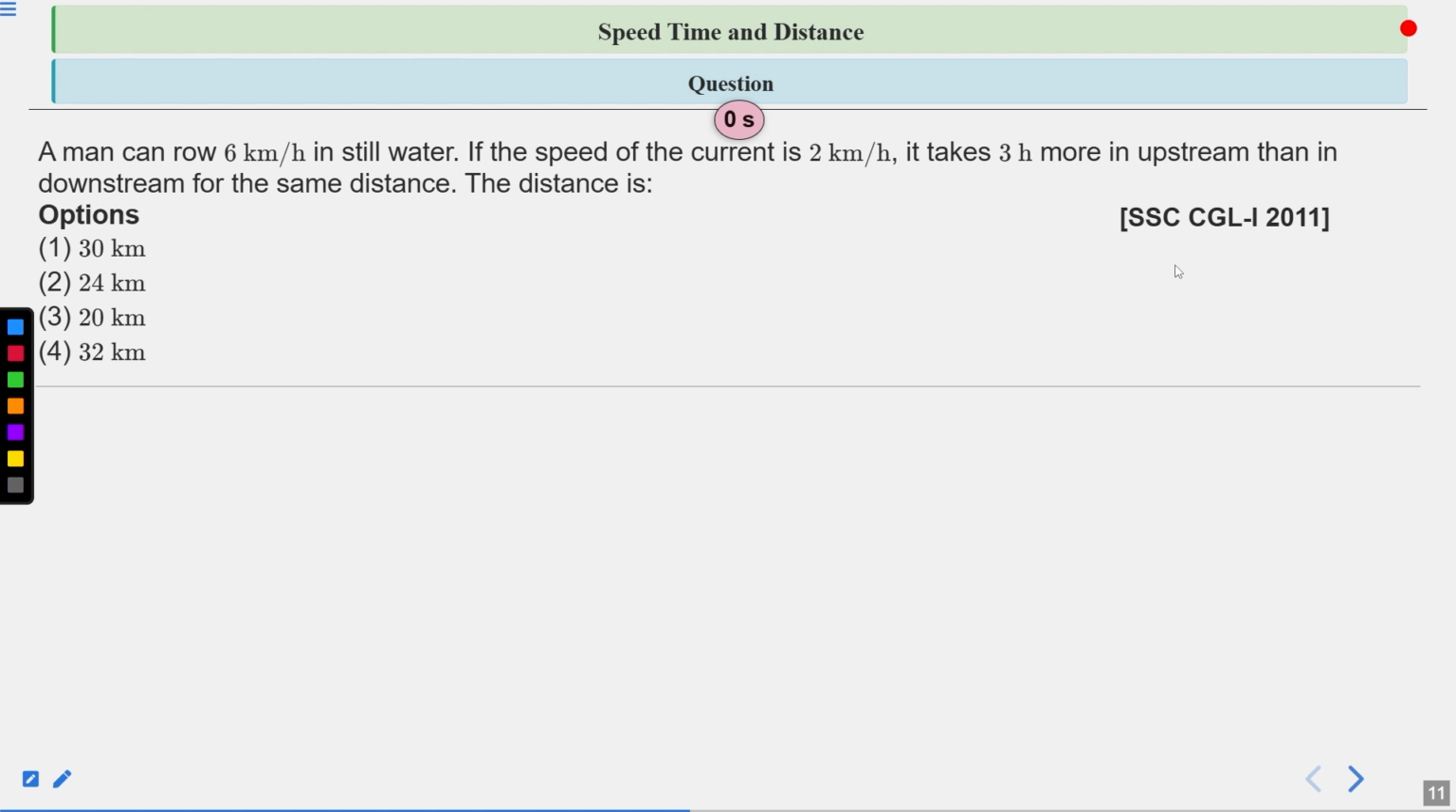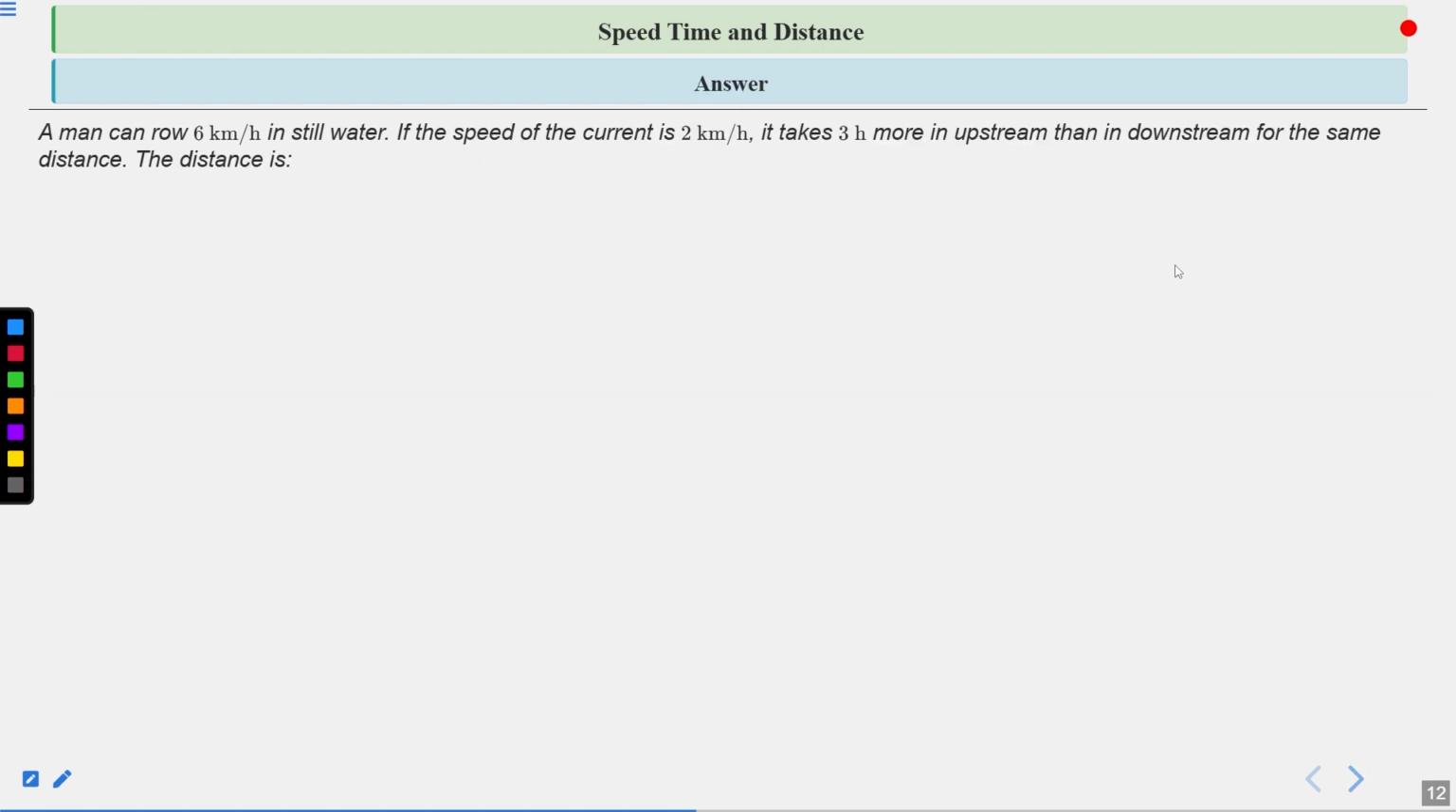Now time's up. Let's see the solution of this question. The question says that a man can row 6 km per hour in still water, and the speed of the current is given, which is 2 km per hour. So the speed of the man in still water and the speed of the current are both given. The question says that it takes 3 hours more upstream than downstream for the same distance.